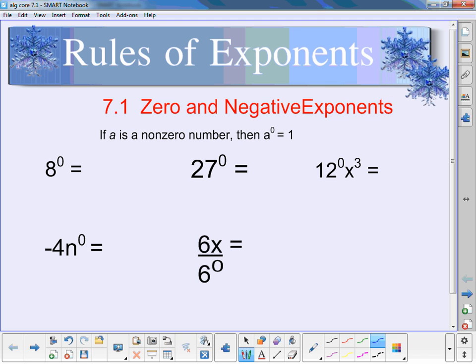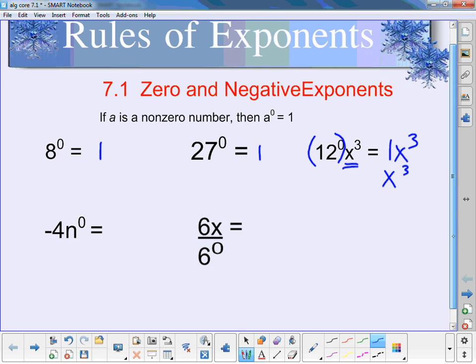1. So 8 to the 0, just a 1. 27 to the 0, just a 1. 12 to the 0 x to the third, this part is the part that's to the 0, so that would be 1, but I still have this x to the third, so it would be 1x to the third, or just x to the third.